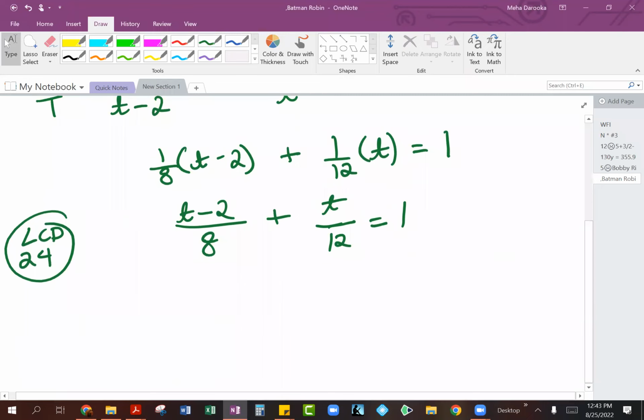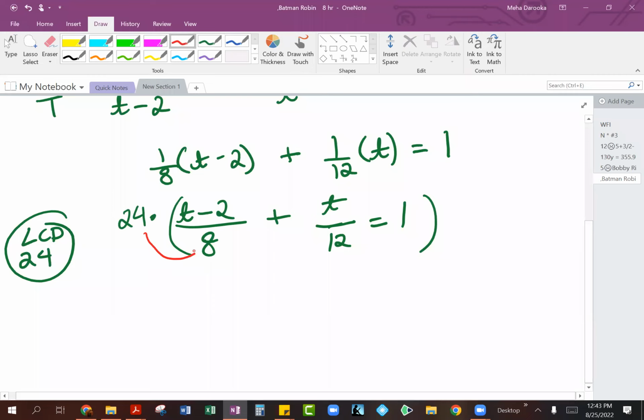So there are 2 ways you can solve this. You can multiply the first fraction by 3, multiply the second fraction by 2, and then multiply the right-hand side by 24 over 24. Or since this is an equation, you can take the entire equation and multiply by 24. What that does is help you get rid of fractions altogether. You don't have to worry about the denominators anymore.